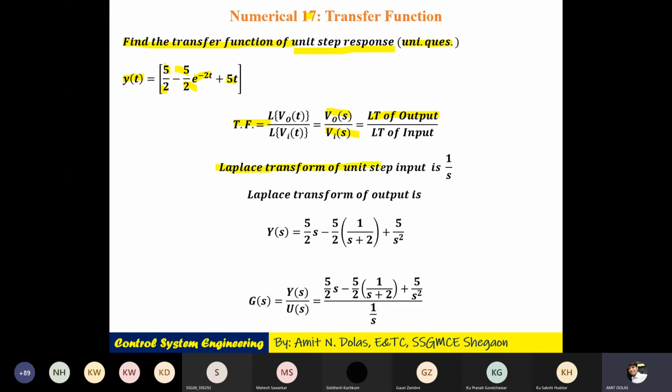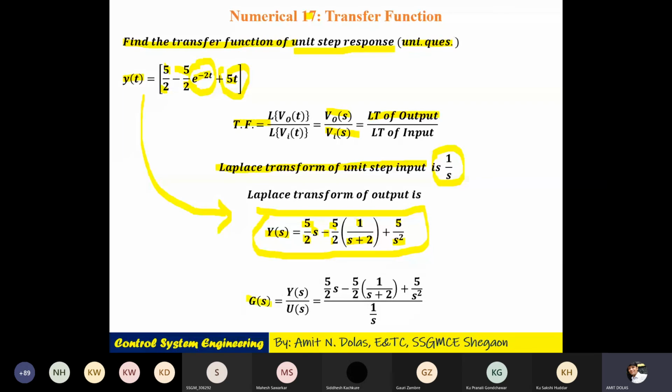The Laplace transform of the unit step input: unit step input means u of t is equal to 1, and its Laplace transform is 1 by s. So here we have converted it into Laplacian form. So y of s is equal to 5 by 2 into s minus 5 by 2 e raised to the power minus 2t, whose Laplace domain will be 1 upon s plus 2, and for 5t, 5 as it is, and for t it is 1 by s square. So it is in Laplacian form.